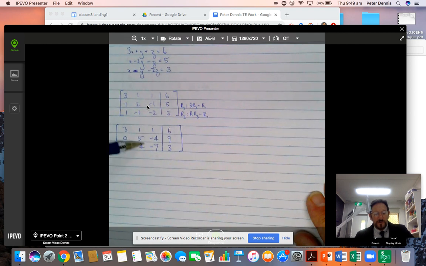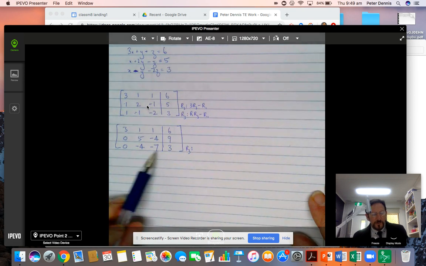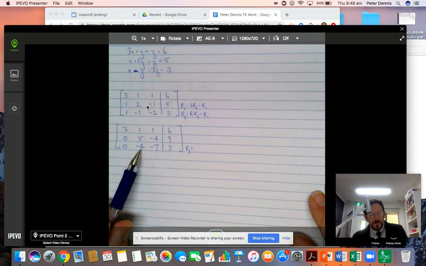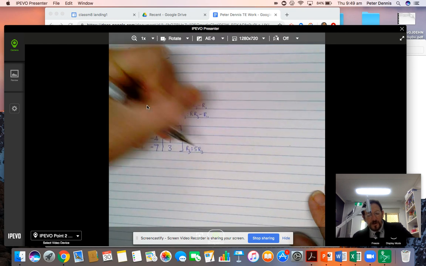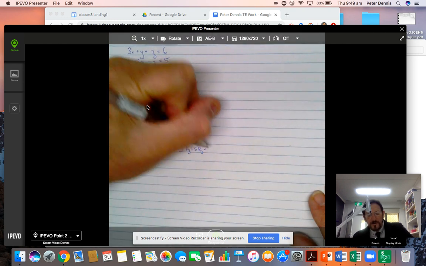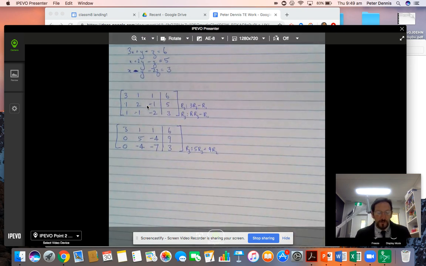Now we're trying to get rid of this minus 4. So a bit more complicated, this one. R3 is going to become, and it's all operating with this because we want to use R3 and R2 now. So R3 is minus 4. So we're going to do 5 lots of R3, and we're going to have to add 4 lots of R2. So that's our little formula of what we're going to do.